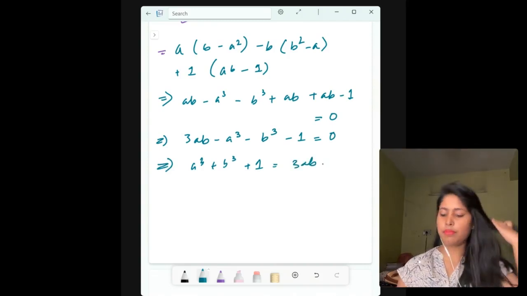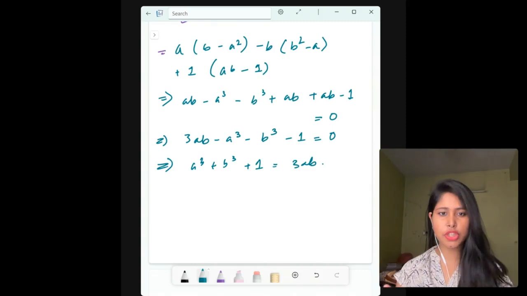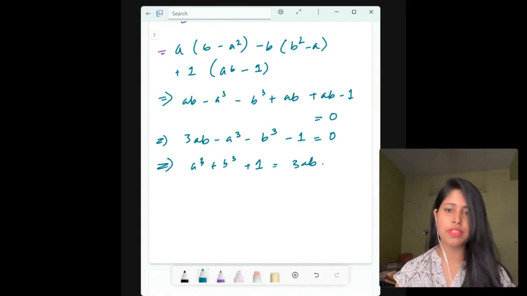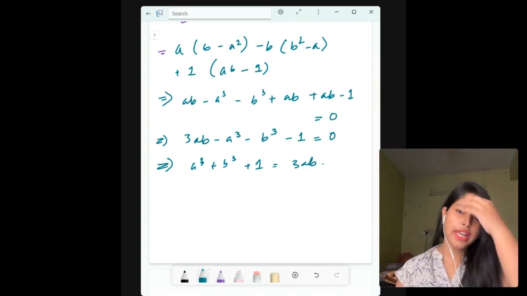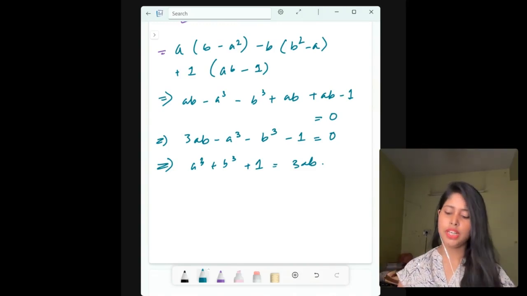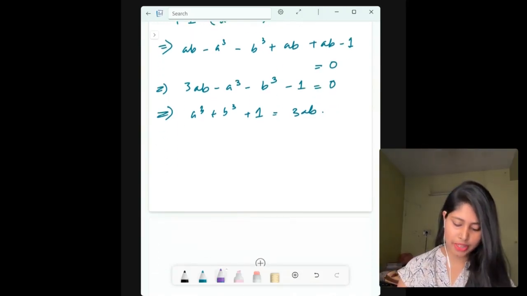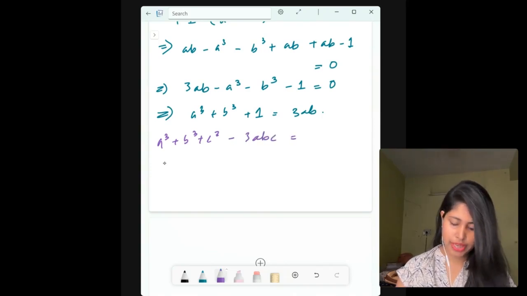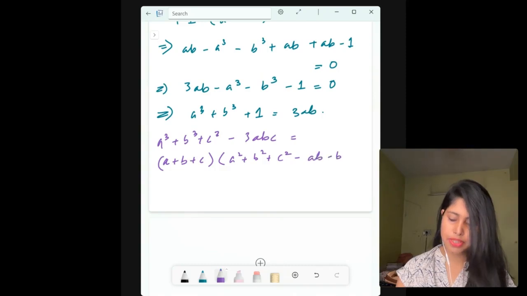Now does this ring a bell? Because we have seen this equation multiple times in the algebraic identity which we used to learn, that is a cube plus b cube plus c cube minus 3abc equals a plus b plus c into a square plus b square plus c square minus ab minus bc minus ca. I am writing it down if you have forgotten.